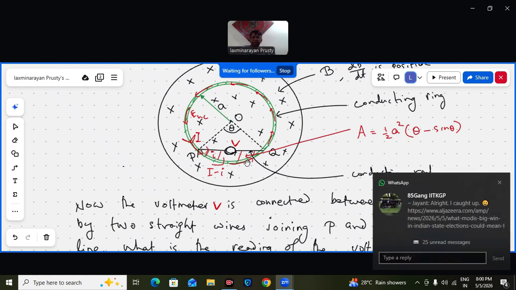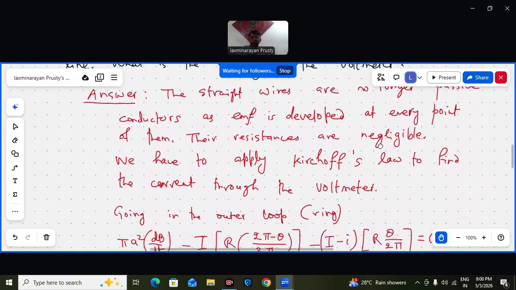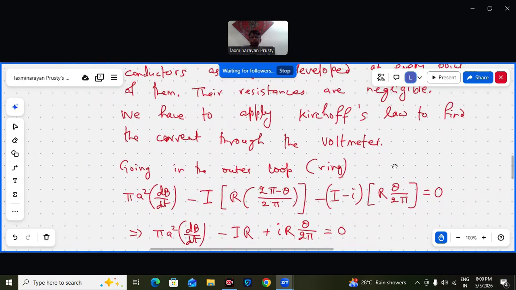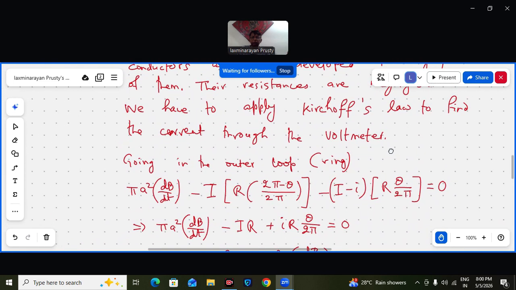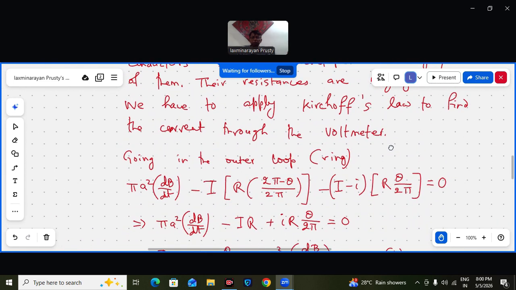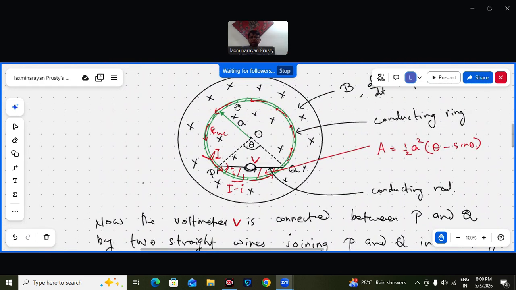Then what is this area? The sector area is half S squared theta, and this triangle area is half S squared sine theta. So this area will be the difference of these two. Remember this. First, going in the outer loop, I am applying Kirchhoff's law to the one loop, the complete outer loop here.